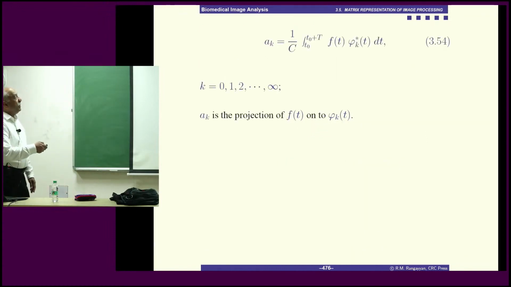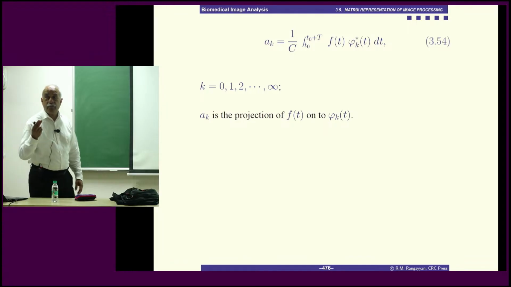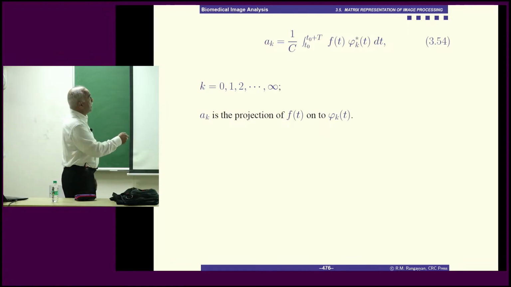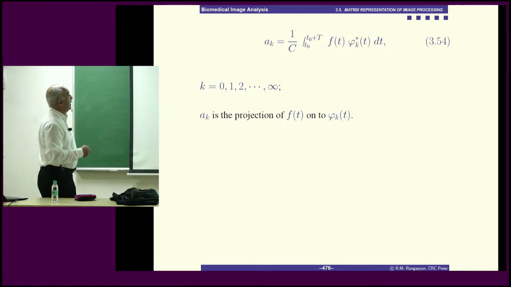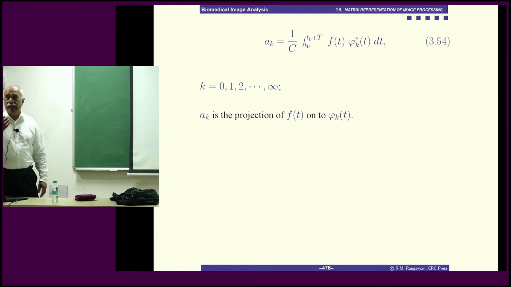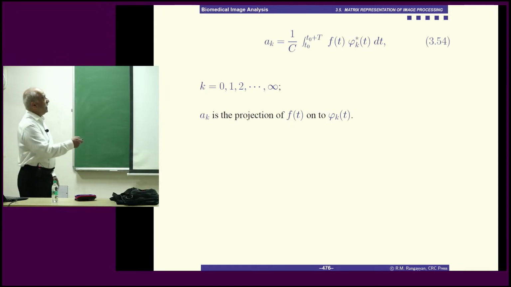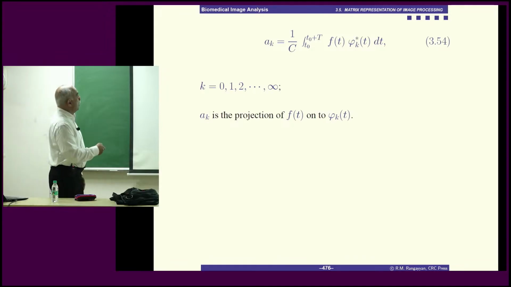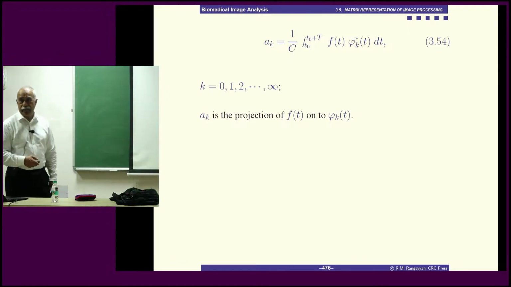So a_k is obtained by taking the projection of the given signal onto the conjugate of each of these basis functions, phi star k. So this is like the transform to get the coefficient values given the signal and the basis functions. So a_k is the projection of f(t) onto phi_k(t).